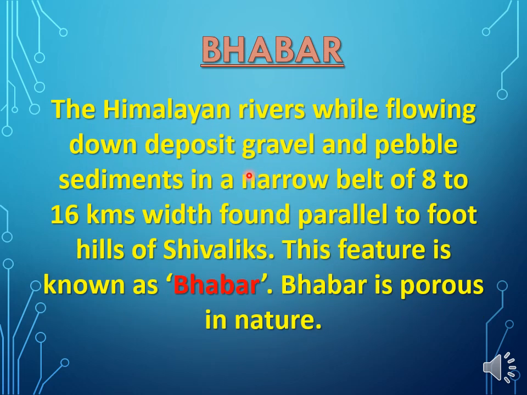Here is an important concept, that is Bhabar. The Himalayan rivers, while flowing down, deposit gravel and pebble sediments in a narrow belt of 8 to 16 kilometers width found parallel to the foothills of the Shivaliks. This feature is known as Bhabar. When the Himalayan rivers are flowing, the sediments and pebbles are deposited, and through this deposition a narrow belt was formed. That narrow belt is known as Bhabar and it is porous in nature, that means hollow.